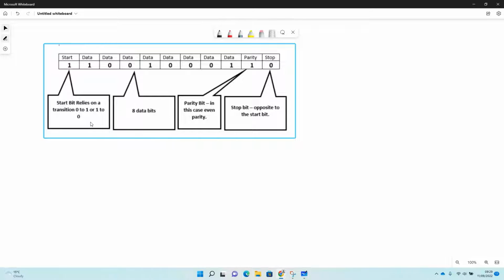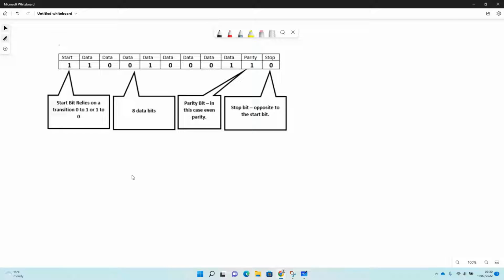Now this video is just about asynchronous communication. So asynchronous communication, unlike parallel communication, doesn't have a clock signal permanently instigated, so there's no wire for the clock. So it works with a set of start bits and stop bits.